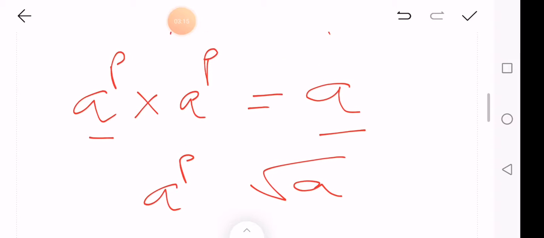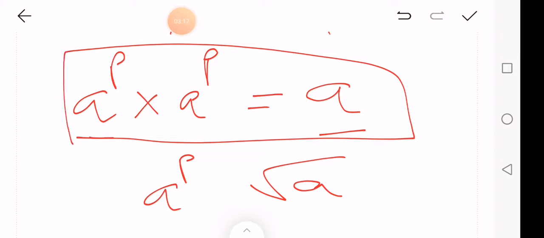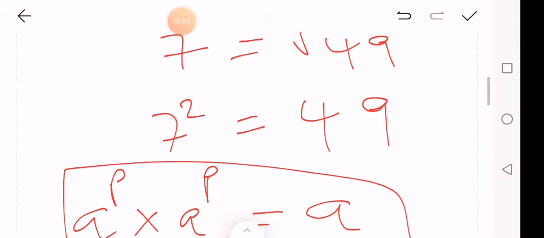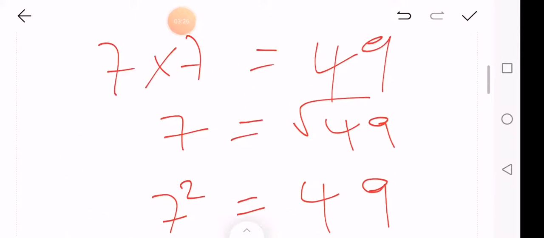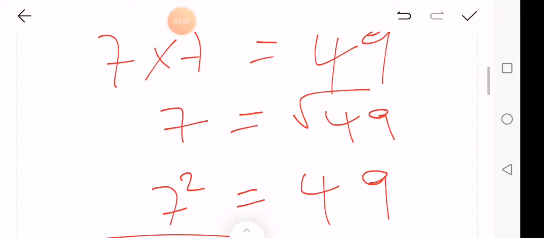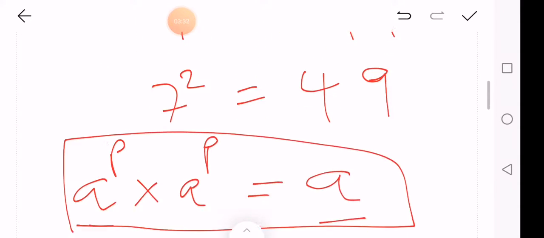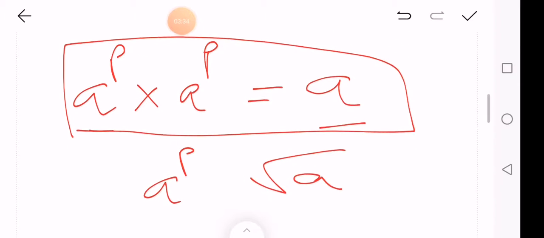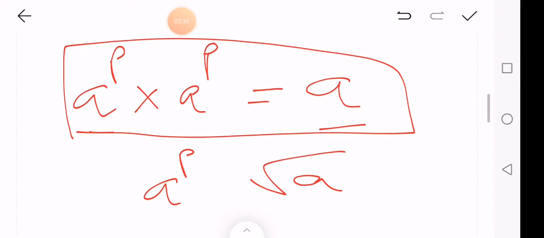If we have a to the power p times a to the power p giving us a, this is the same as what we showed here, that 7 times 7 is 49, so 7 is equal to the square root of 49. Same thing here. If a to the power p times a to the power p is a, then a to the power p is going to be the square root of a.